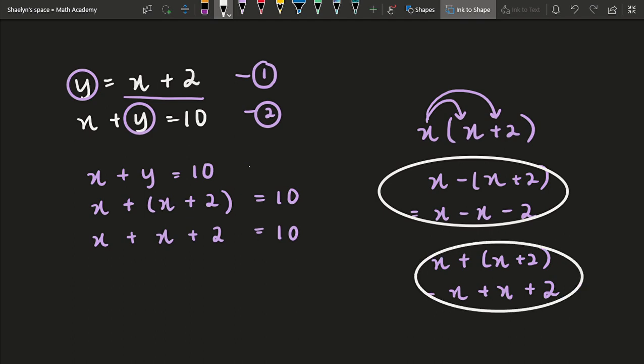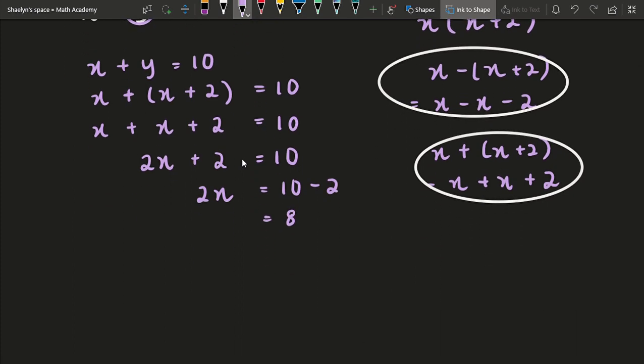Okay, so let's continue with our solving part. x plus x equals 2x. And we can copy down this. So move the thing that is furthest away from x to the right side. We move the 2 to the right hand side. It becomes 10 minus 2. And then we move the 2 to the right hand side.